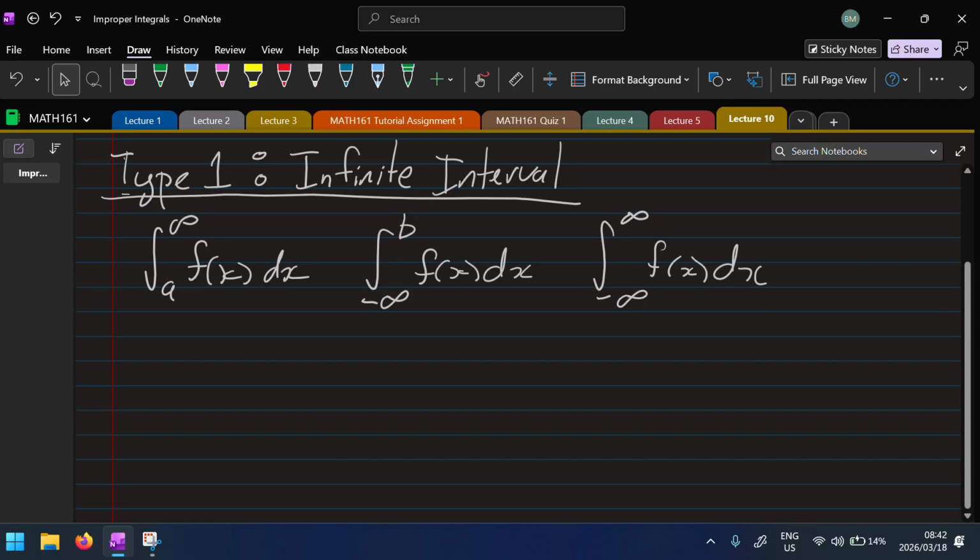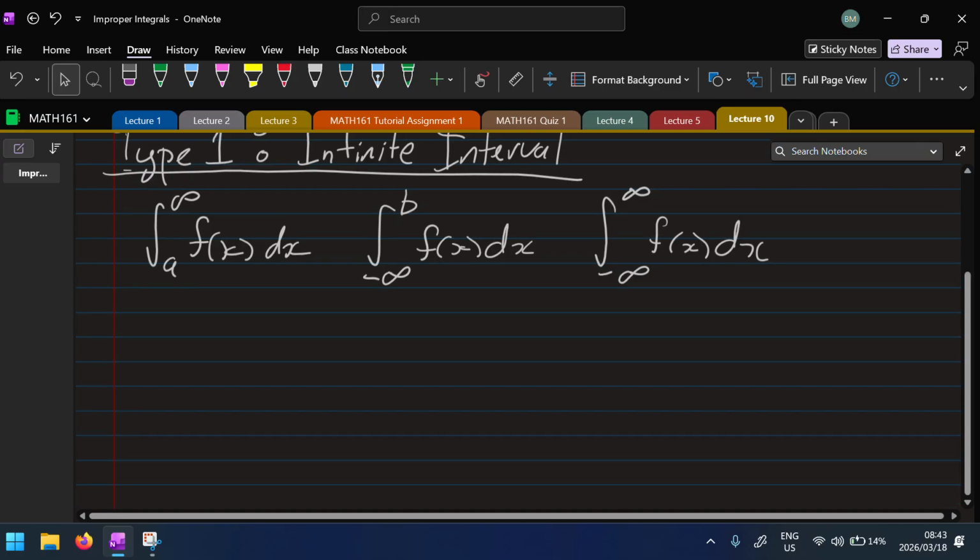So how do we deal with these? Let's look at the first one. Since infinity is not a number, we can't just evaluate the integral and substitute infinity. That doesn't work. Instead, we're going to replace the top bound with some variable. Let's call it t. We're going to do the integral with t, and then right at the end, we're going to take the limit as t goes to infinity.